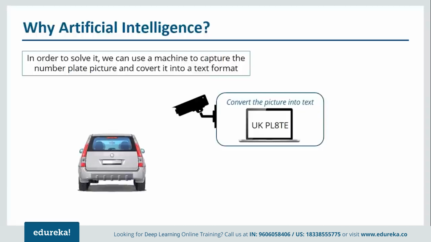It is even used in places where humans can't reach, for example, deep oceans or navigation on Mars. In those places, we need machines which are smart enough to carry out our tasks. Let us move forward and understand what exactly is artificial intelligence.